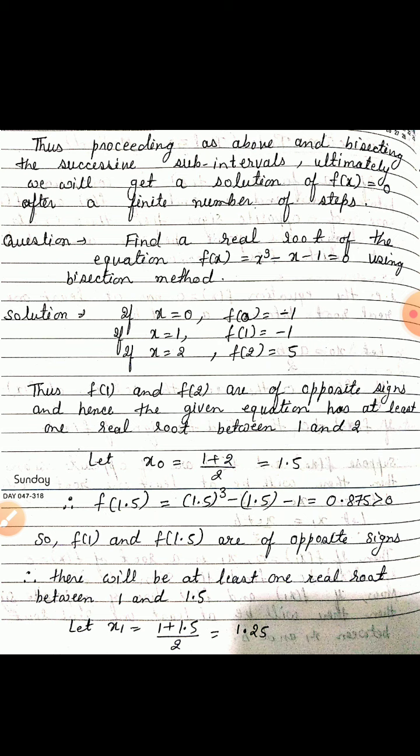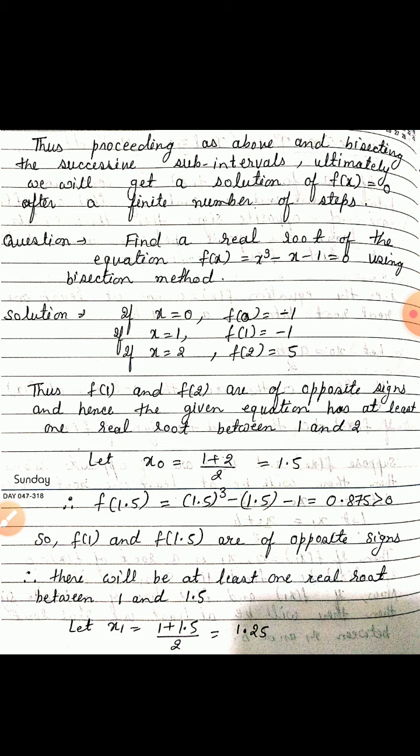So let us take an example. Find the real root of the equation f(x) equal to x^3 minus x minus 1 equal to 0 using the bisection method. So we have to find the values of a and b where f(x) has opposite signs. So let us start by taking x equal to 0. If x is equal to 0, f(0) is equal to minus 1. If x is equal to 1, f(1) is equal to minus 1. If x is equal to 2, f(2) is equal to 5.